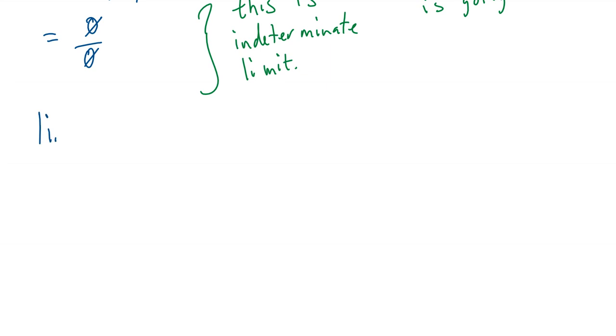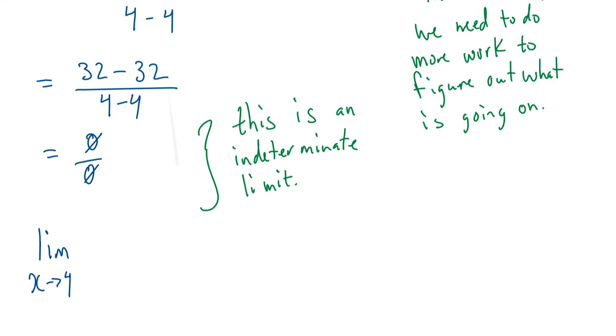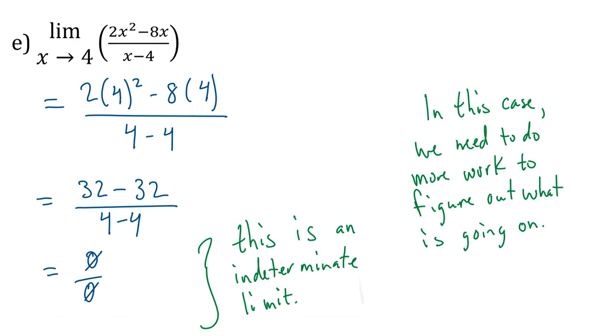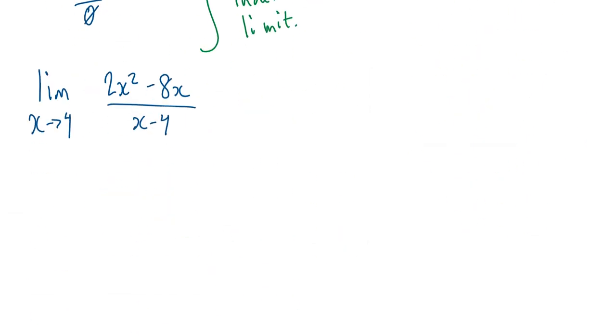It's the limit as x approaches 4 of 2x squared minus 8x over x minus 4. Just let me double check that that's right. Okay.